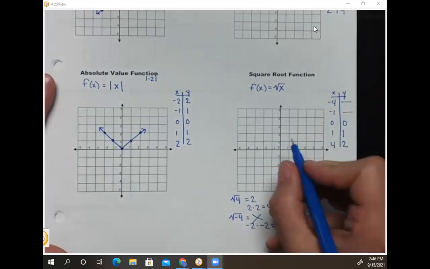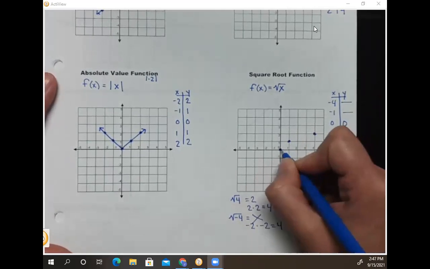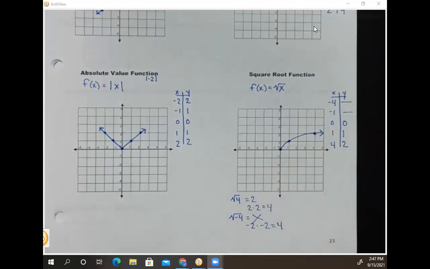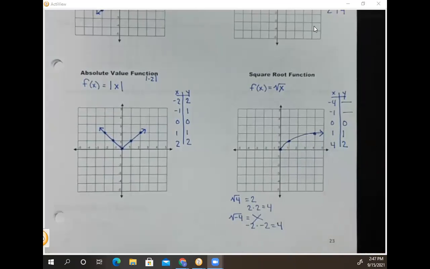So that means our parent graph looks like this. I'm going to plot the points that I do have. And our parent graph looks like that. It's got an end point and it goes off in only one direction. If you remember rays from geometry, where it had a point and it went forever in one direction, that's kind of similar to what we see with our square root graph. Okay, so as we talk about transformations today, we're going to look at changes on these parent graphs.